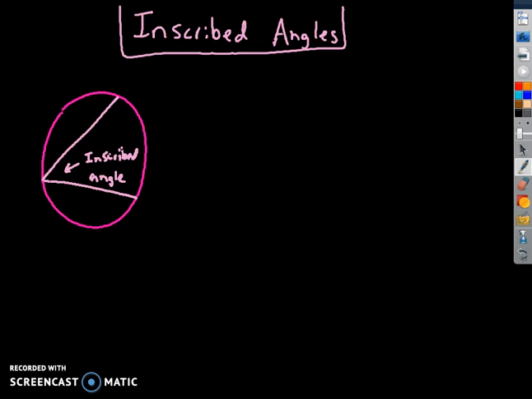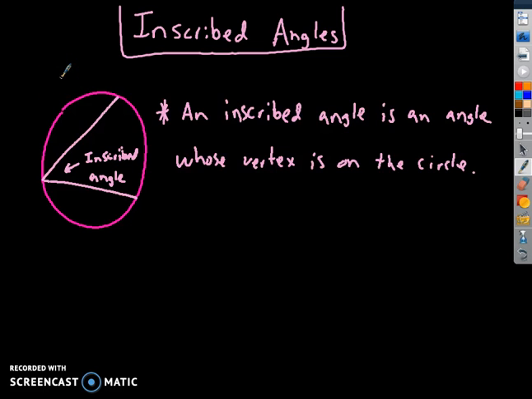Alright, so this video is about inscribed angles. You remember from the last video, this is what an inscribed angle is. By definition, an inscribed angle is an angle whose vertex is on the circle. You may also remember that whatever this angle is equal to half of its arc. So just keep that in mind. This angle is half the measure of its arc.